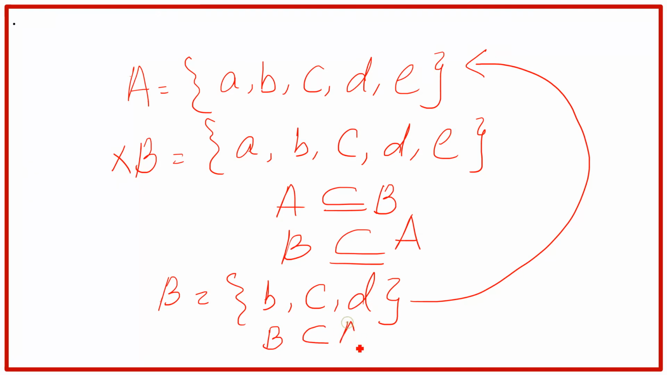What is the difference between subset and proper subset? This is the subset with the line. Without the line is the proper subset.